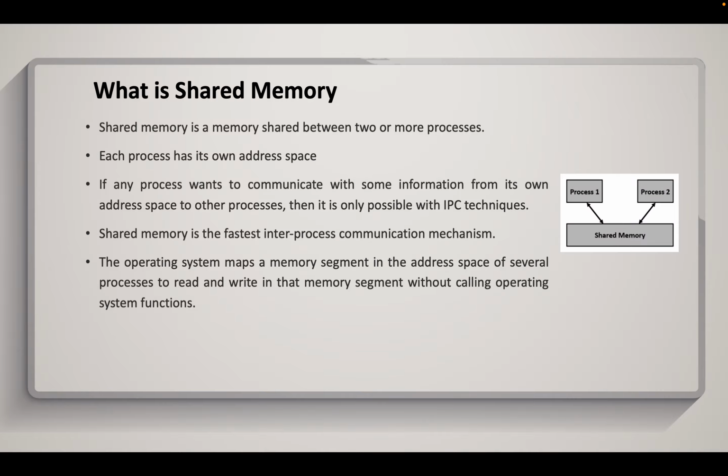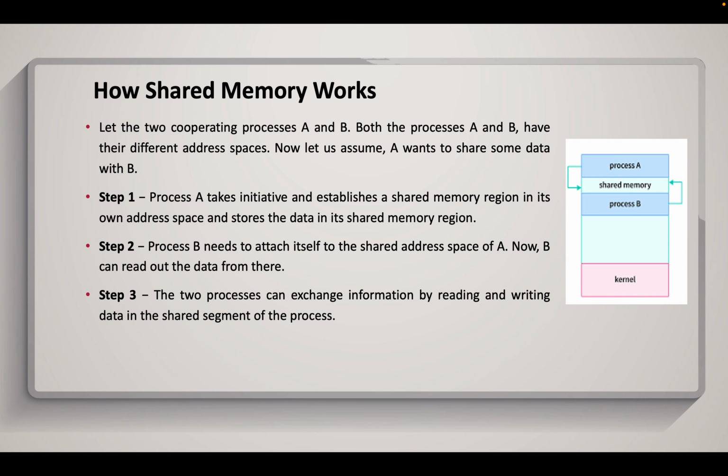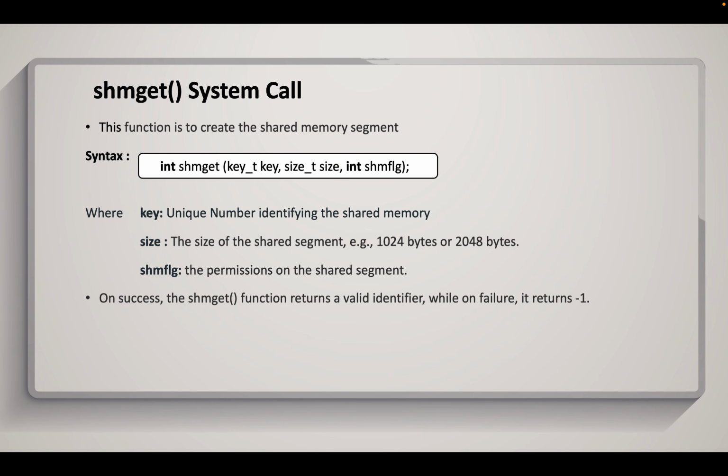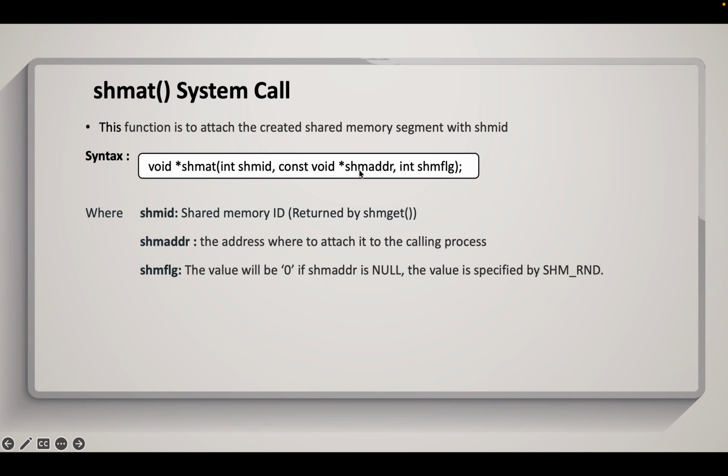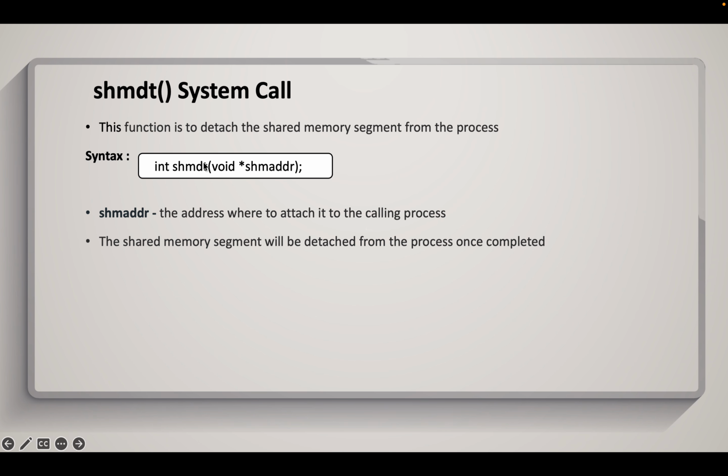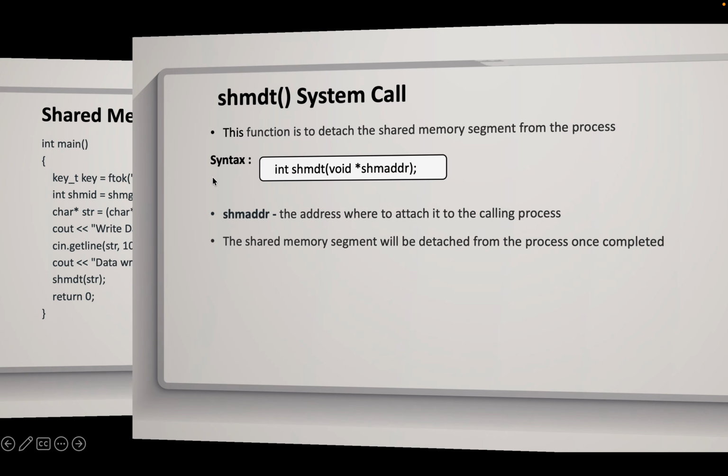Shared memory is another inter-process communication tool. So using shared memory, two processes share memory among themselves. The two processes share with each other using an address, and using that address they are shared. shmget is used to create a shared memory. shmat attaches a shared memory, so a process will be attached to the shared memory. shmdt is to detach from the shared memory.